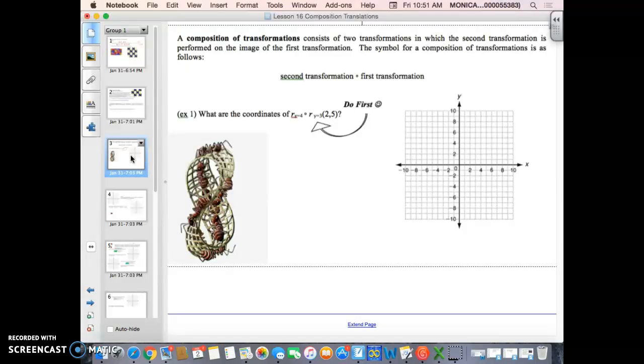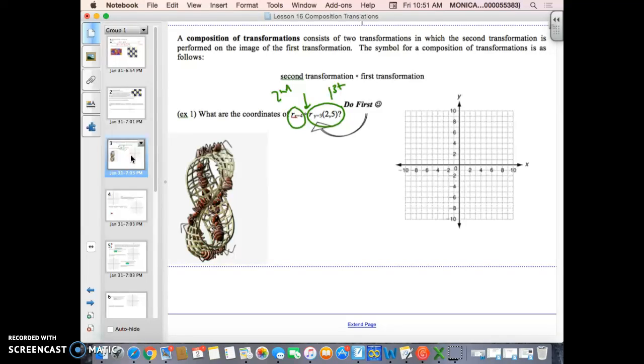All right, so a composition of transformations consists of 2 transformations in which the second transformation is performed on the image of the first. So when you're seeing a composition function, you'll see this little circle in the middle right here, and that indicates that you're going to do this part first and this part second. So you basically work from right to left, which is kind of odd whenever you see that little degree symbol in the middle of some things, okay?